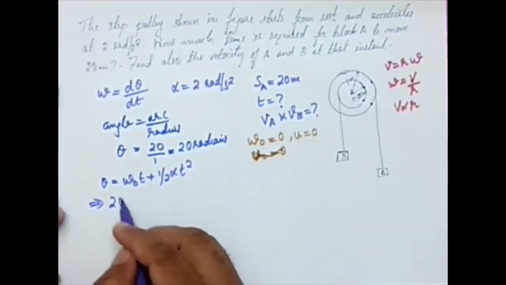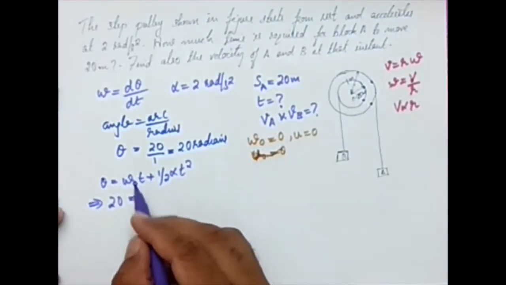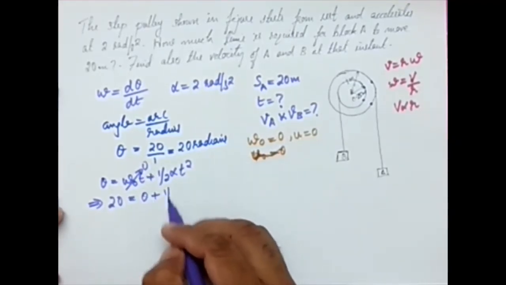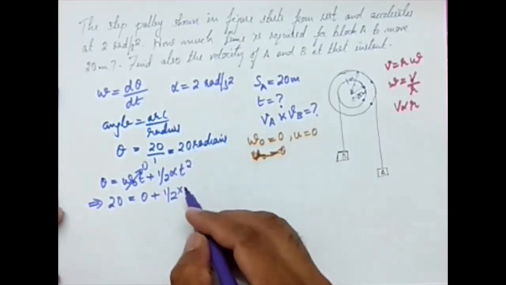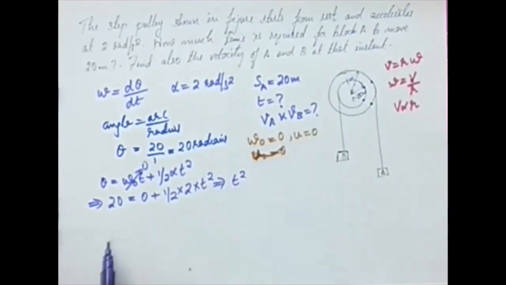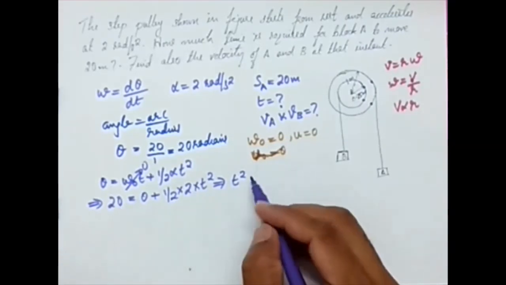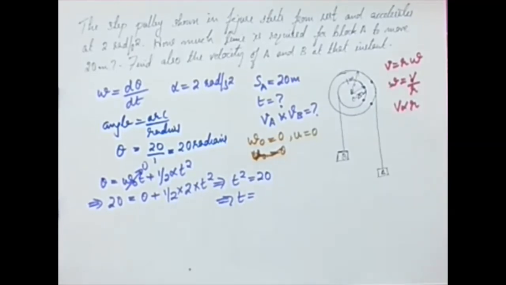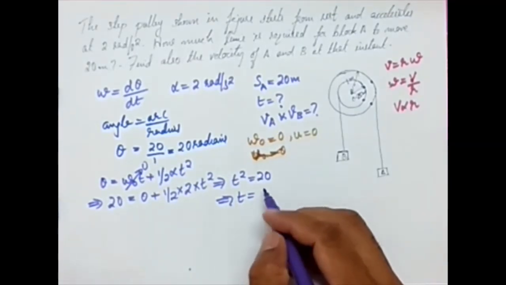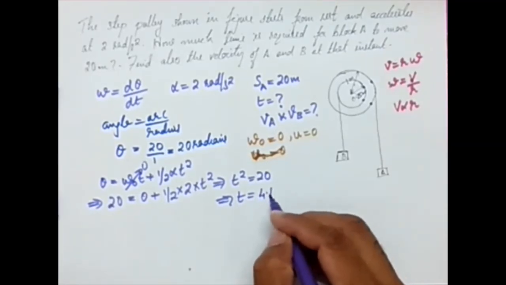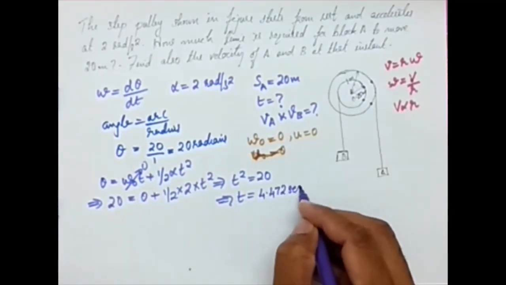So 20 is equal to, this term becomes 0 because omega naught is 0. So 0 plus half into alpha, which is 2, times t square. So basically 2 cancels out. So what I get, t square equal to 20, which implies t equals root 20. Root 20, we are going to get as 4.472 seconds.